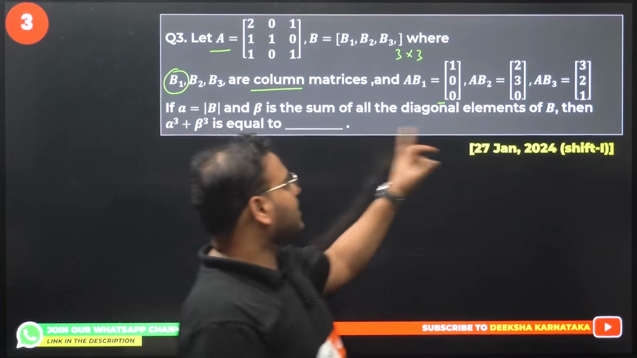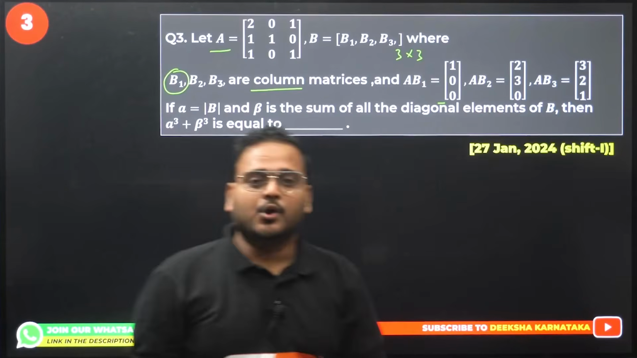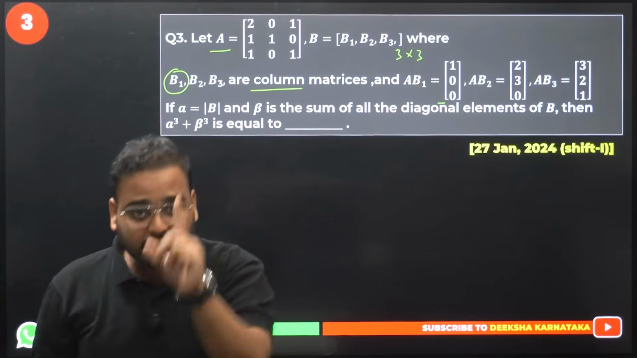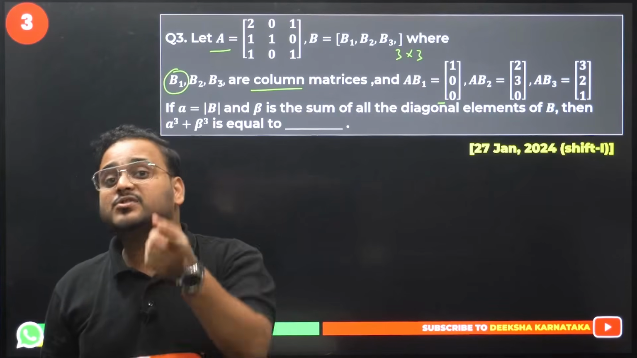Same goes with AB2 and AB3. So I will not show you every calculation. I'll show you the first one. From there you have to take what I'm doing right now and then solve the others.